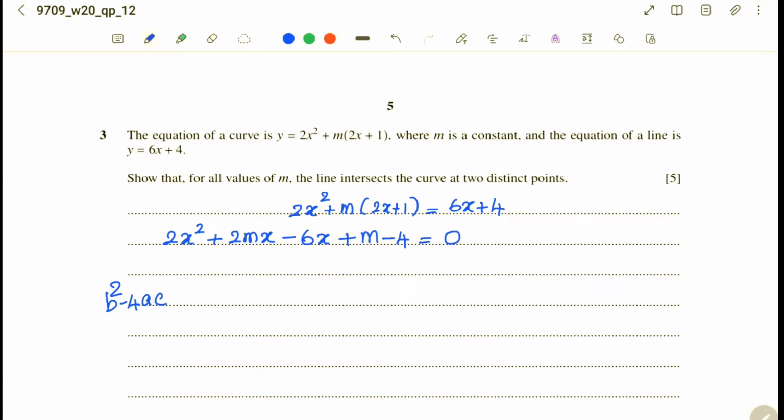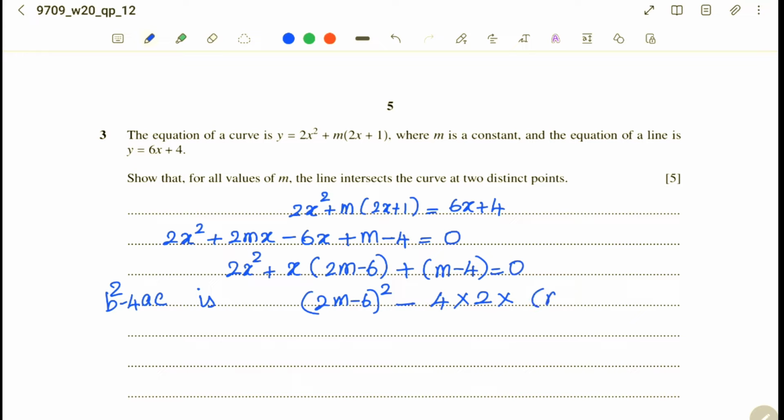B square is 2m minus 6, or we can rearrange this one: 2x square plus x multiplied by 2m minus 6 plus m minus 4 equal to 0. So b square minus 4ac is 2m minus 6 the whole square minus 4 multiplied by A multiplied by C.